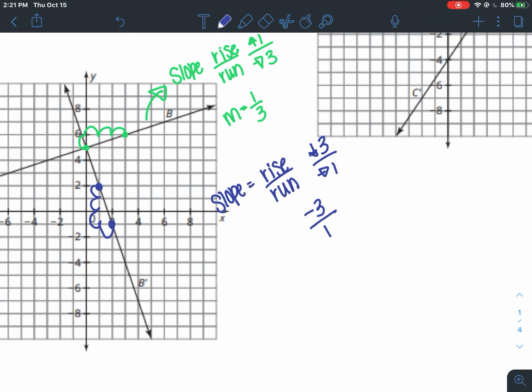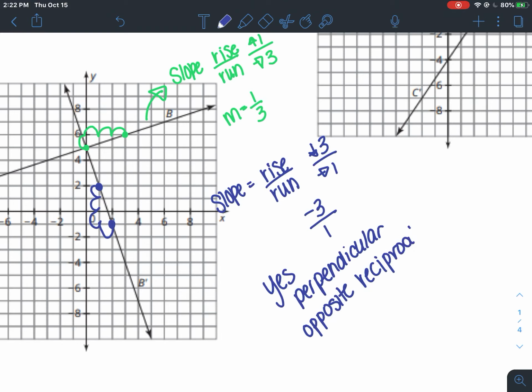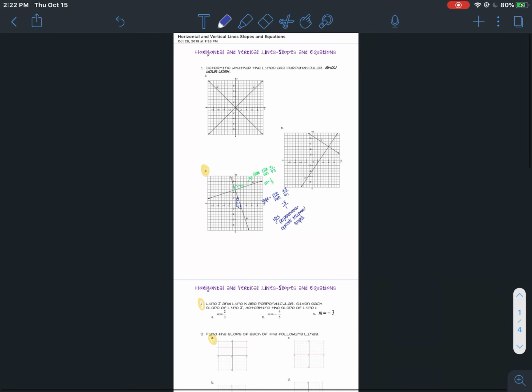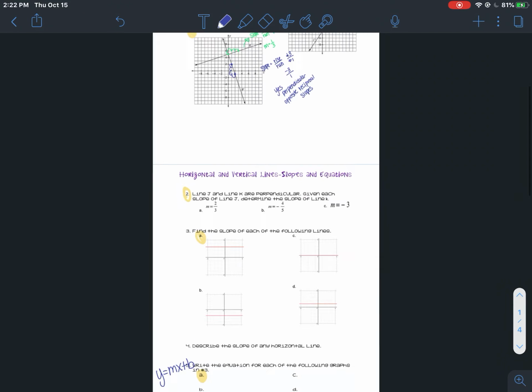Now notice we have opposite signs, one's positive, one's negative, and our fractions are flipped. 1/3 is the reciprocal of 3 over 1. So these lines are, yes, perpendicular. We'll write that down, opposite reciprocal slopes. Okay, and you'll use this in future lessons. I want you to do A and C and tell me if those lines are perpendicular. Do they have opposite reciprocal slopes?